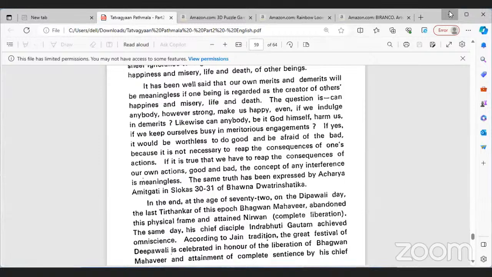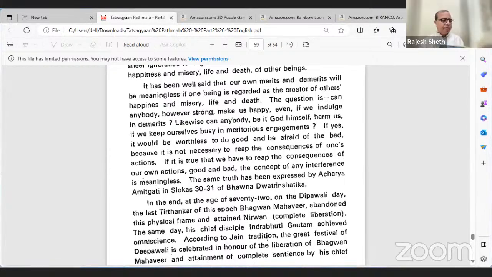The same day, his chief disciple, Indrabhuti Gautam, achieved omniscience. According to Jain tradition, the great festival of Deepavali is celebrated in honor of the liberation of Bhagwan Mahavir and attainment of complete sentience by his chief disciple Gautam. Thus, we see that the story of the life of Mahavir is a story of the orderly development of the soul to godhood.